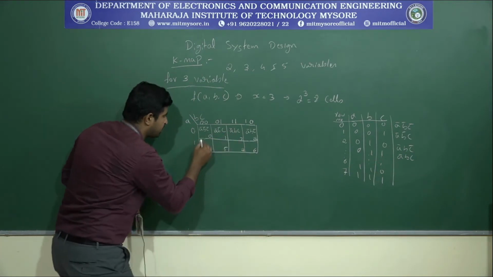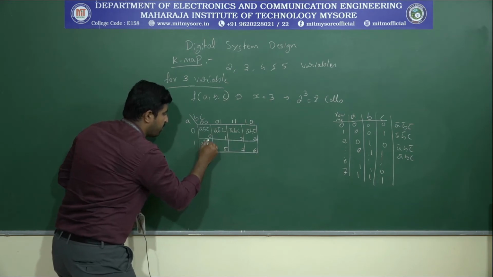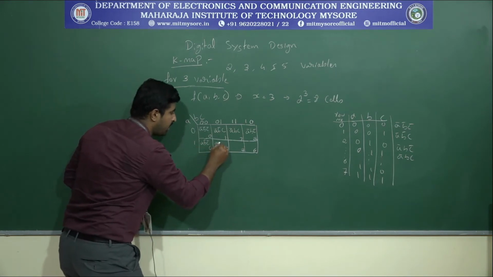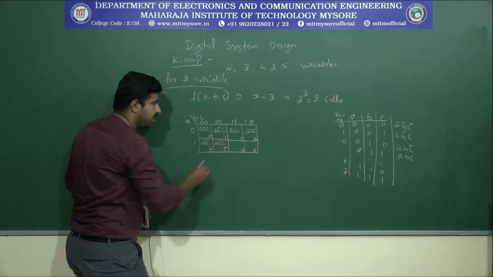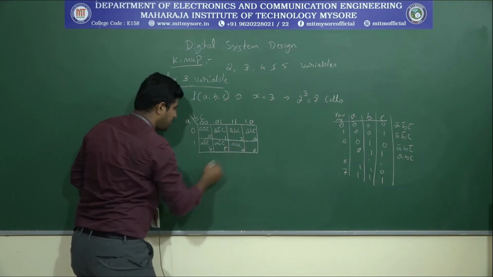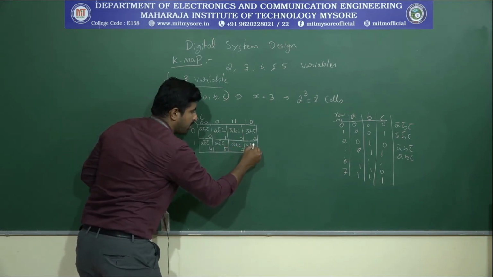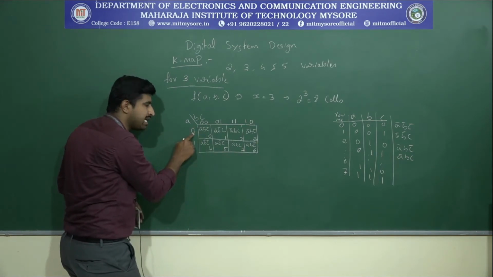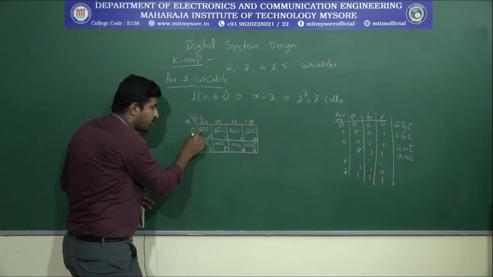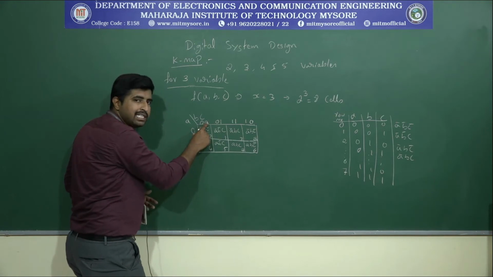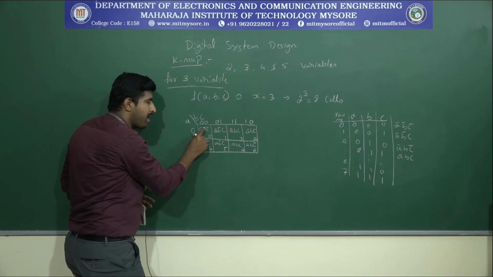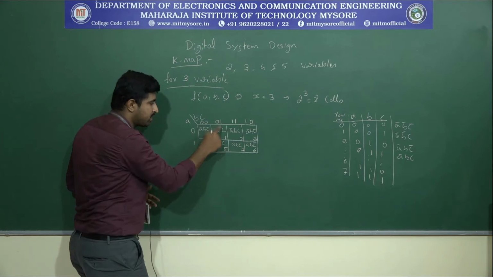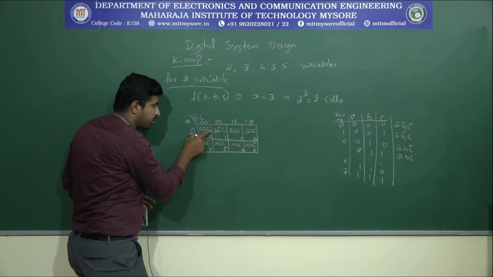Okay, so let's write that one also. A, B bar, C bar, A, B bar, C, A, B, C, A, B, C bar. So how are we writing this one? 0 means complement. A bar, B and C are 0, 0, so B bar, C bar. So next, 3 variables will be there: 0, 0, 1, corresponding to A, B, C.